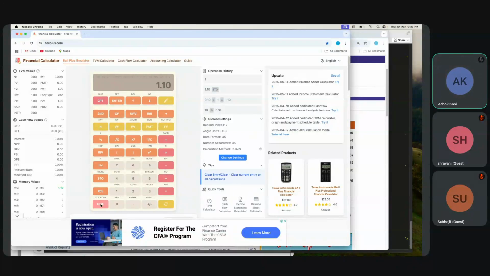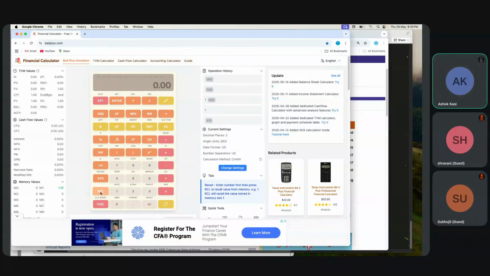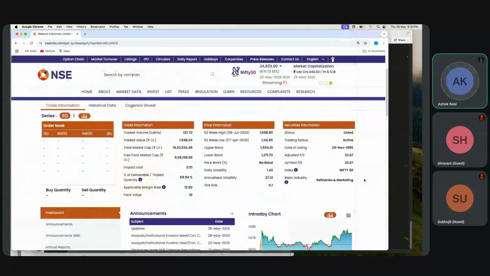If you want to check that one, you clear this. This is to clear. Now this is recall. RCL 1, that is recall. When you recall, you will get back that number. Clear? Recall 1 will get back that number. So that number is already stored.